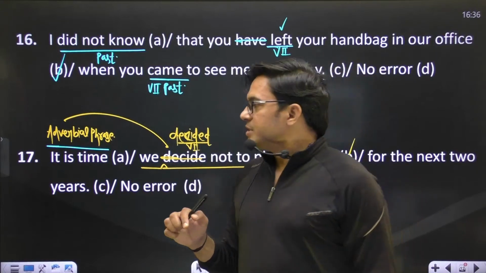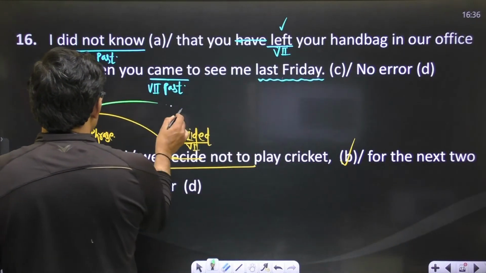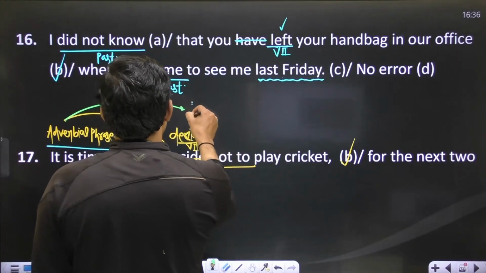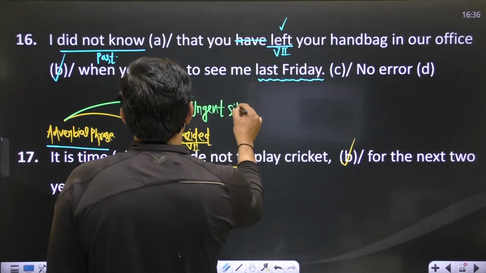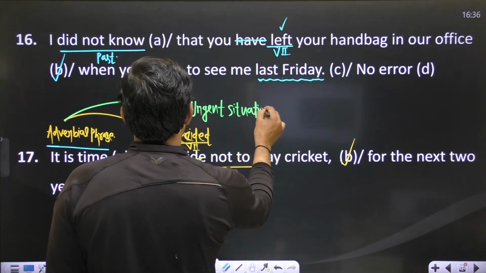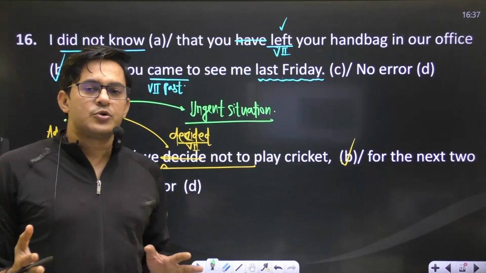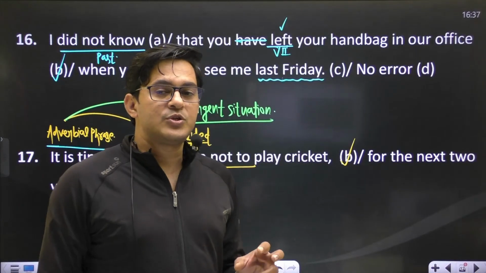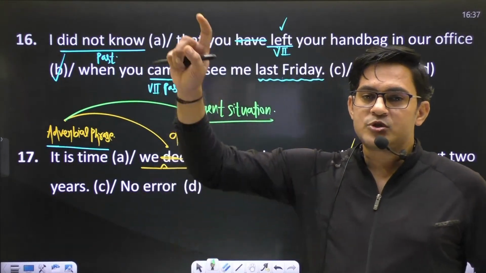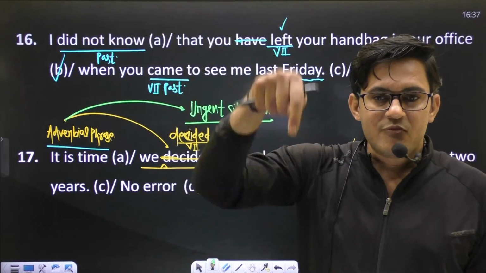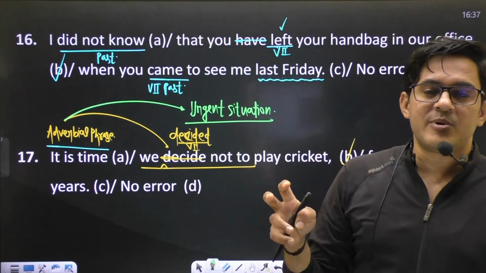Make sure this adverbial phrase is used to tell something that is urgent, to tell about any urgent situation. We use this past subjunctive mood, and this is the action which you did not do in the past. Because you did not do it in the past, that's why it has become urgent to do now.